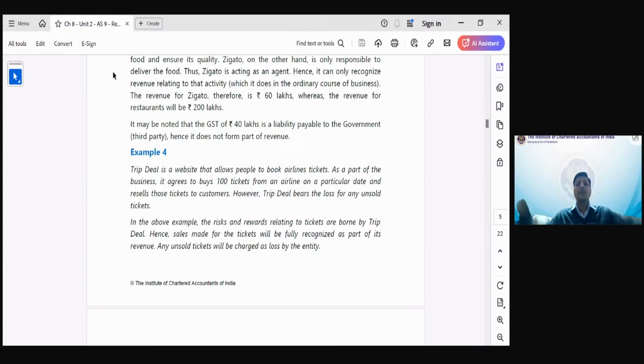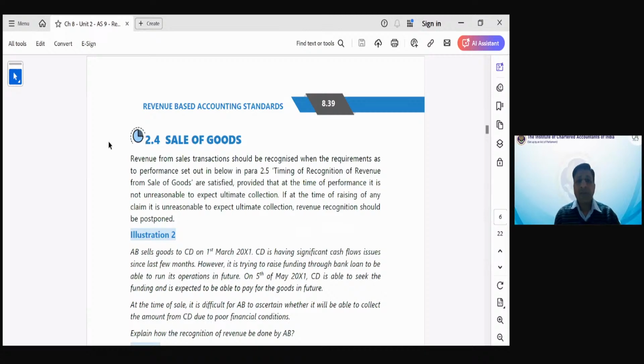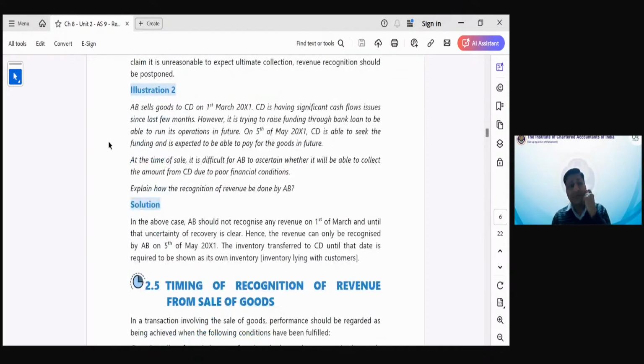Now what we'll do is some of these things that we have discussed so far, we'll look at some illustrations around it. So I can see we have one illustration. In fact, we have a couple of illustrations. So let's look at some illustrations. All right. So now moving to this illustration 2.